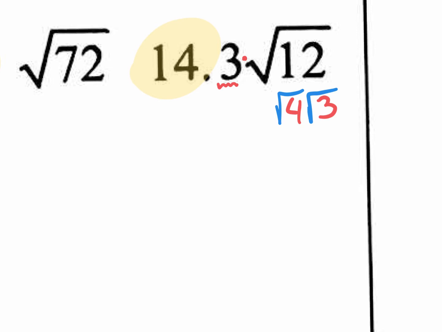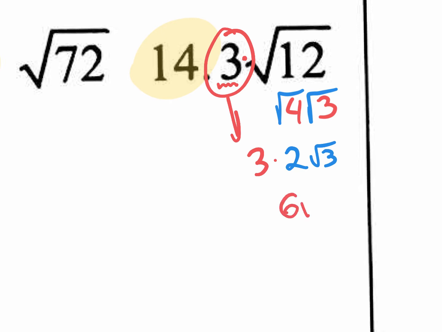The square root of 4 is 2. The square root of 3 stays. Now what about the 3 that's being multiplied out there? You need to bring it down and actually multiply it. So 3 times 2, that is 6. The square root of 3 is going to stay. There's your final answer. That is pretty easy.